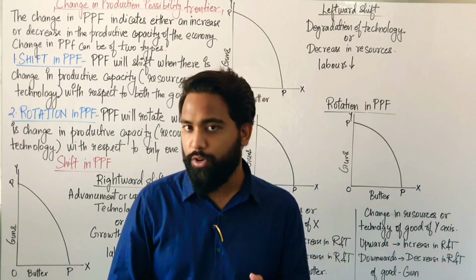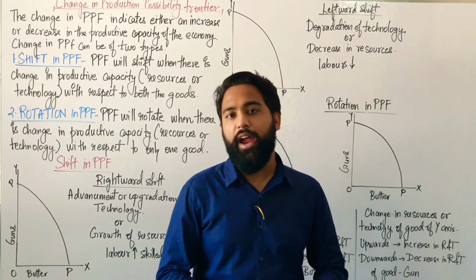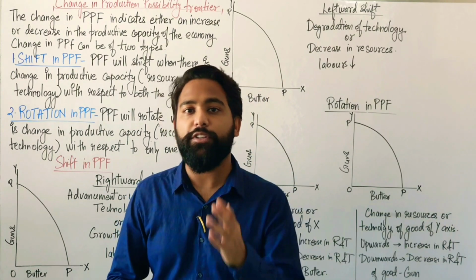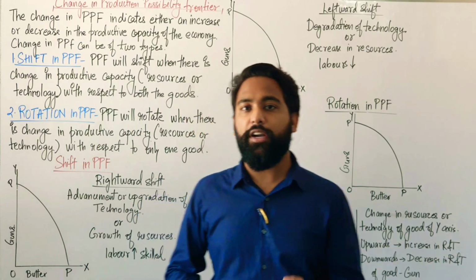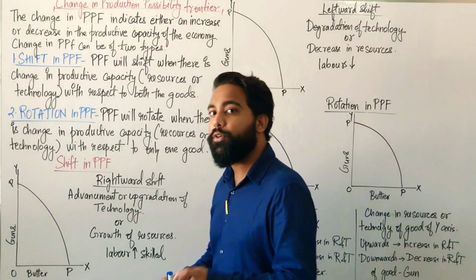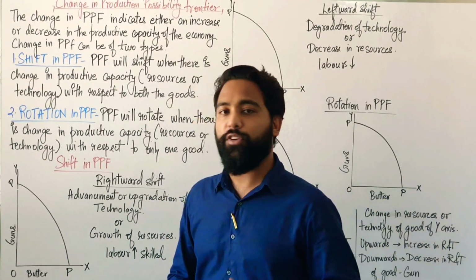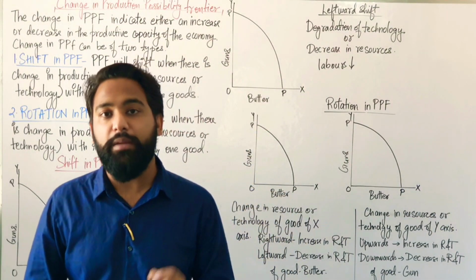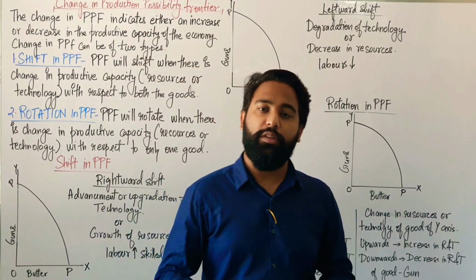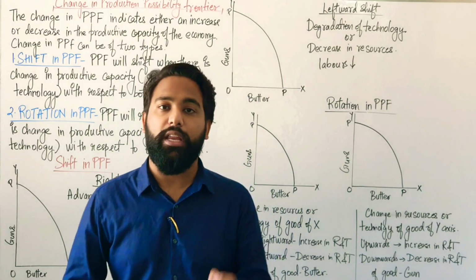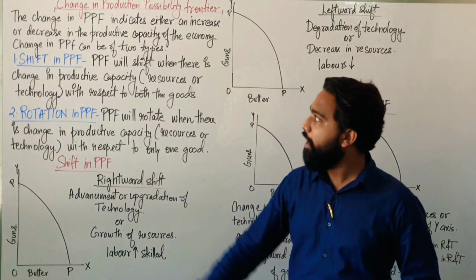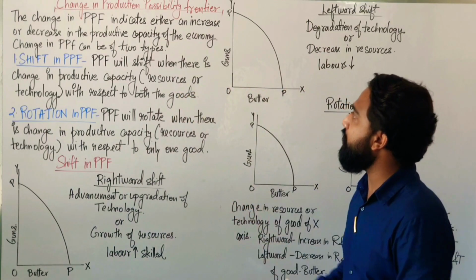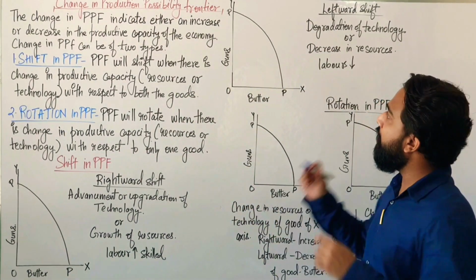We all know what the production possibility frontier is, and it is a downward sloping curve which is concave in nature. We already studied the marginal opportunity cost, or opportunity cost. We also studied the MRT, marginal rate of transformation. In the previous video we studied the attainable and unattainable combinations of the PPF. So today we are going to continue with change in the production possibility frontier.